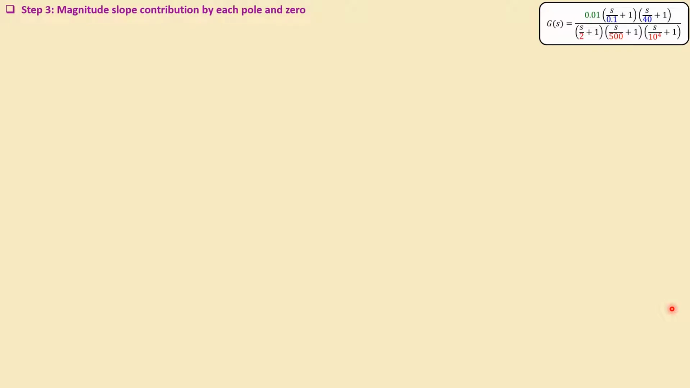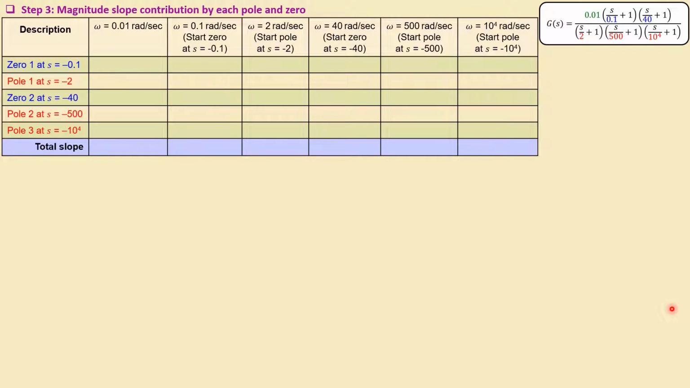We first determine our slope for our magnitude plot. So what is the contribution for each pole and zero? We have the poles and the zeros here, so we have 2 zeros and 3 poles, actually in order from the lowest to highest frequency. Now I already have here the 1 decade below value and up to other frequencies.